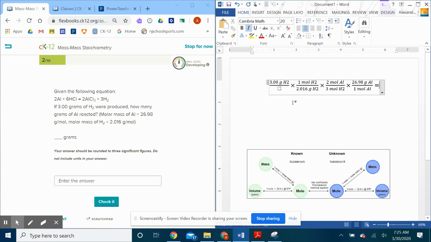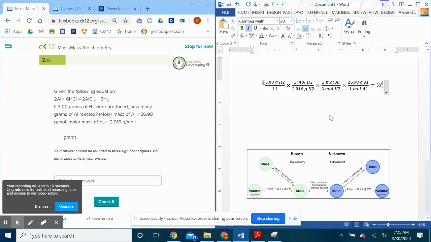Hey Google, what is 3 times 2 times 26.98 divided by 2.016 divided by 3? The answer is approximately 26.765873. Hey Google, say that again. Sure. The answer is approximately 26.765873.